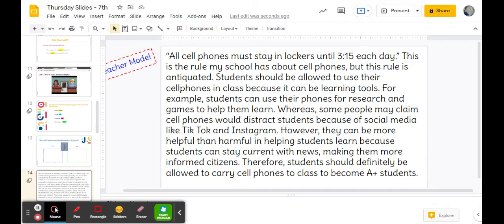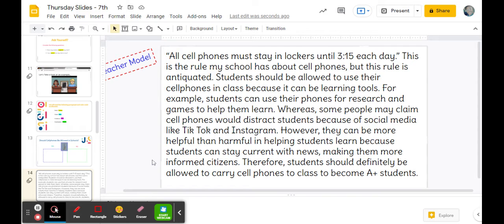All cell phones must stay in lockers until 3:15 each day. This is the rule my school has about cell phones, but this rule is antiquated. Students should be allowed to use their cell phones in class because it can be learning tools. For example, students can use cell phones for research and games to help them learn, whereas some people may claim cell phones would distract students because of social media like TikTok and Instagram. However, they can be more helpful than harmful in helping students learn because students can stay current with news, making them more informed citizens. Therefore, students should definitely be allowed to carry cell phones to class to become A+ students.